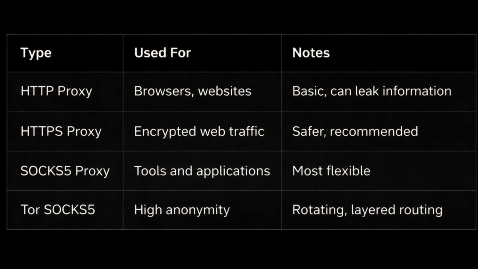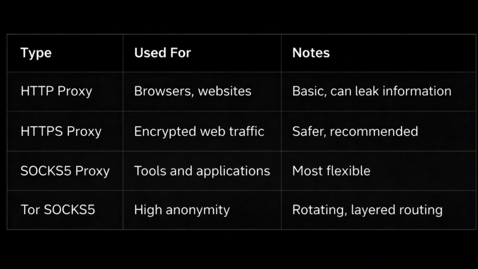These are the main types of proxies we can use, and here's what each one actually means. HTTP proxy. This one is used mostly for basic browsing and websites. It's simple, but not very secure, and it can leak information if the connection isn't encrypted. HTTPS proxy. This is the safer version of an HTTP proxy because it uses encryption. It keeps your traffic protected, so it's generally recommended over a normal HTTP proxy.